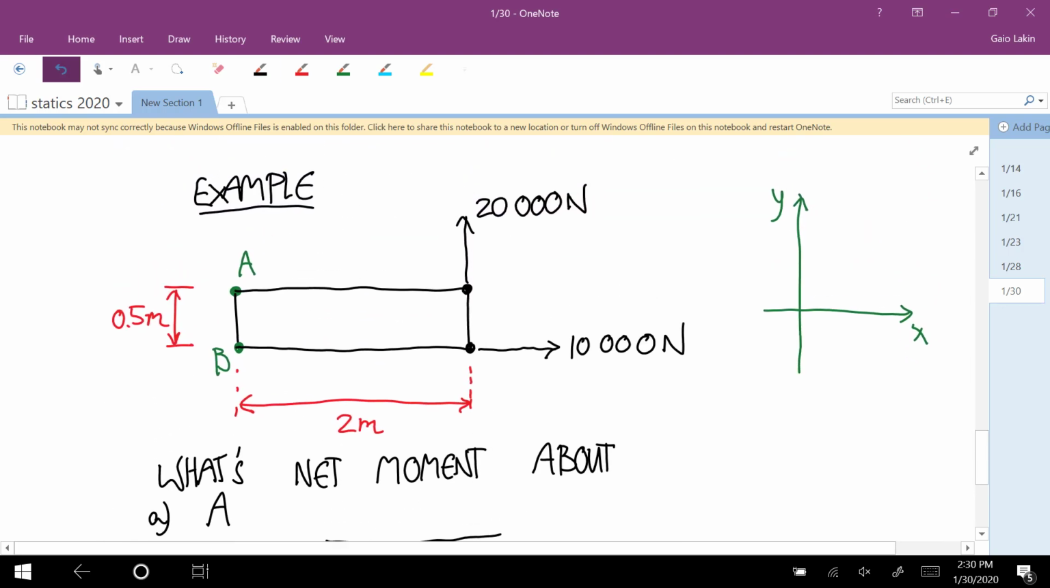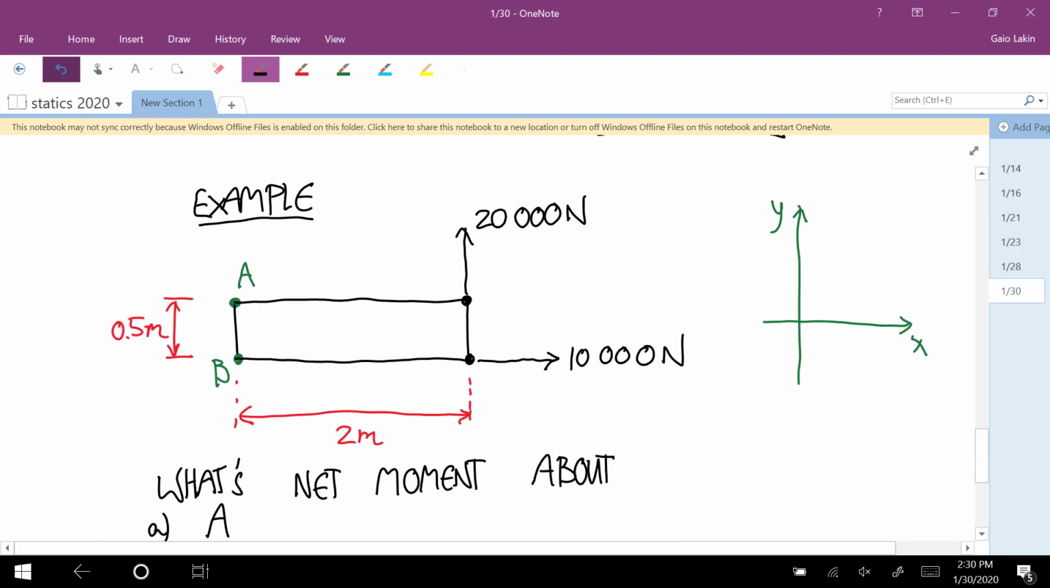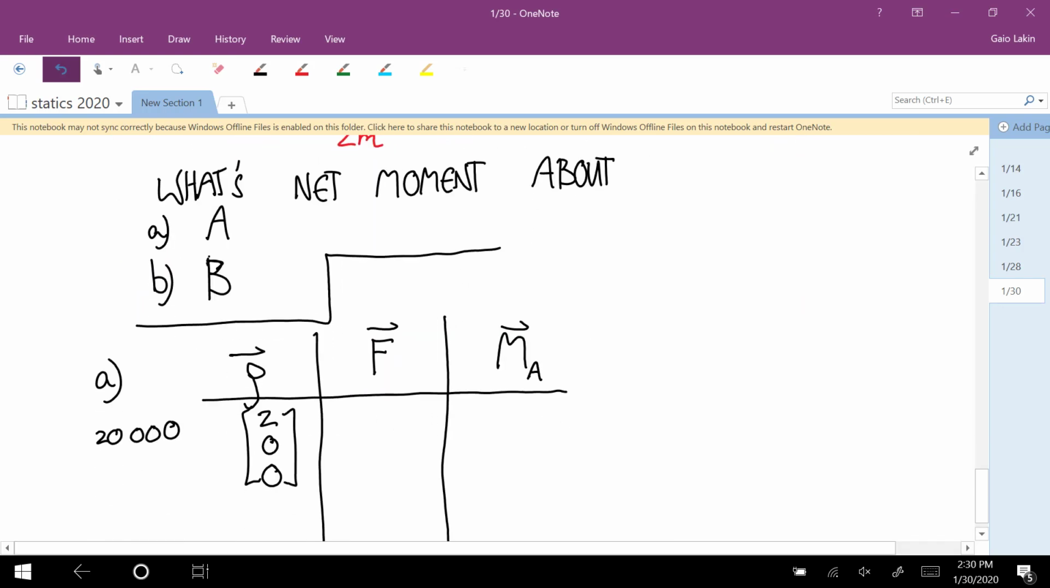And then what's the 20,000 Newton force vector as components? That's in the positive y, so 0, positive 20,000, 0. And now take the cross product. You get 0 for x, 0 for y. This is a plane problem, so it always has to work out like that. And then the z component is 40,000.